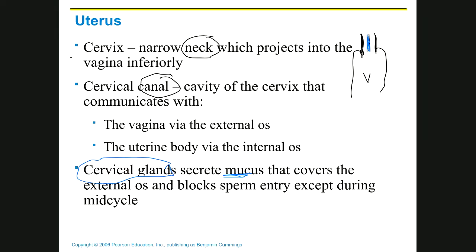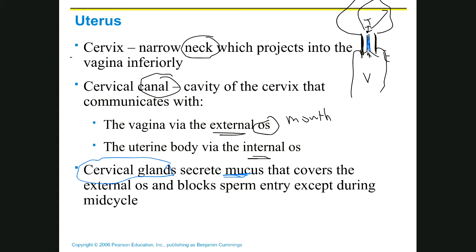Well, if you look at the cervical canal, it has two openings. So there's one right here, which opens into the vagina. And there's one right here, which opens into the uterus. Well, each of these openings is called an os. Os means mouth. So look, it has two mouths. It has an external and it has an internal.